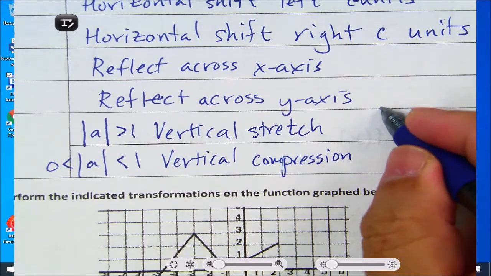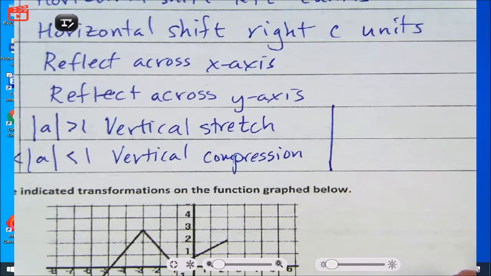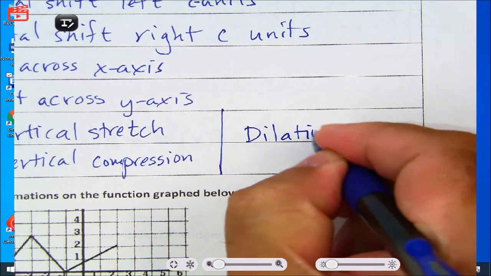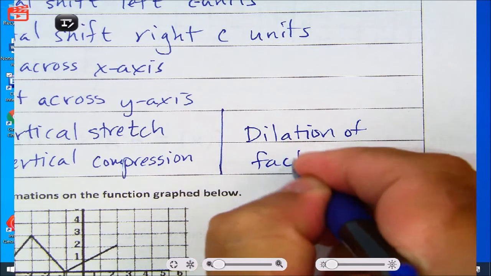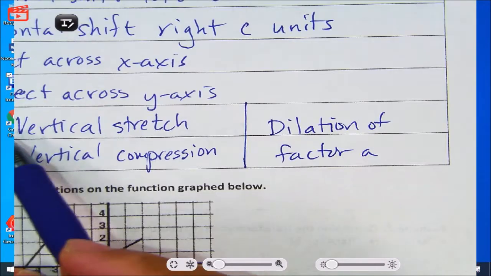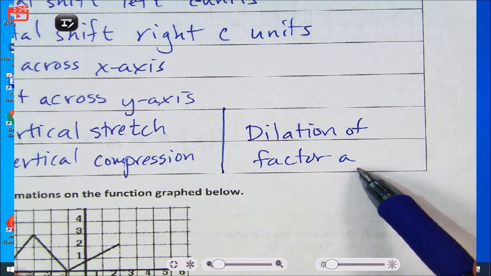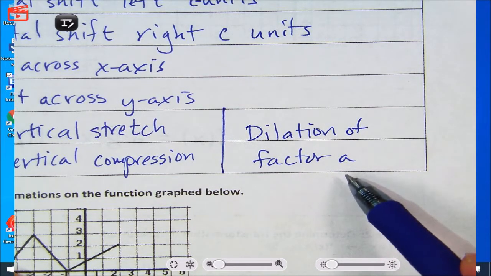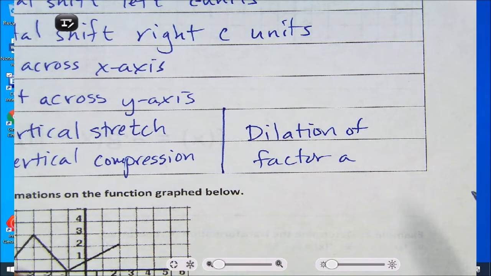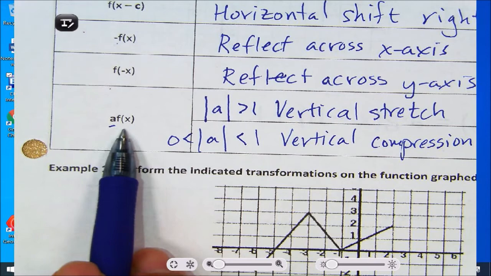All right. What I prefer to say is it is a dilation of factor A. This is what I like to say, dilation of factor A. I think this is a better choice. You don't have to worry about bigger than 1, less than 1, positive, negative. You just say dilation of factor A. If A is -2, you say dilation of factor -2. If A is -1/2, you say dilation of factor -1/2. We only say dilation of factor A when there's a number in front of f of x.